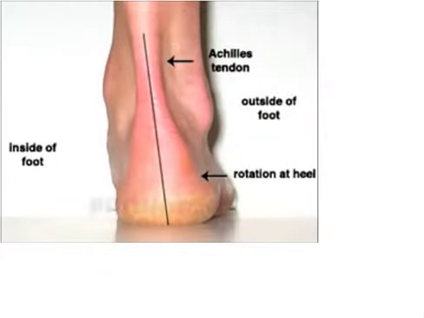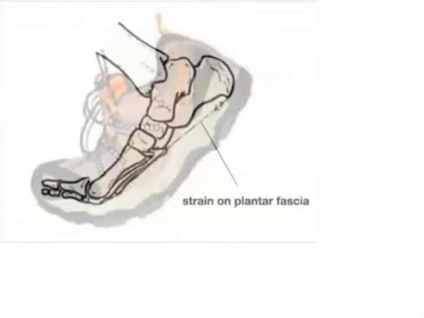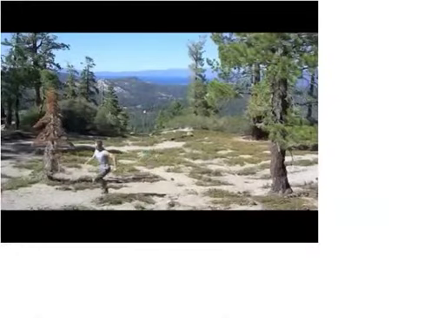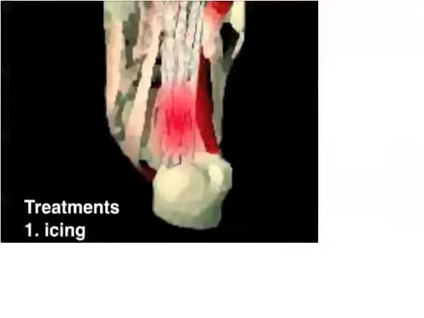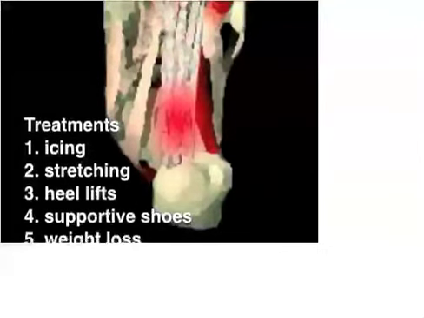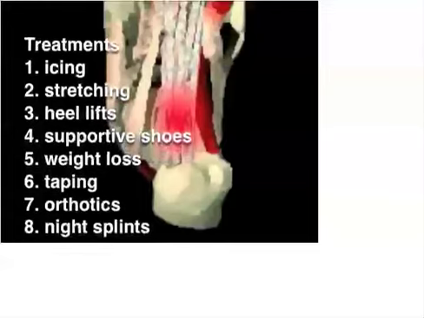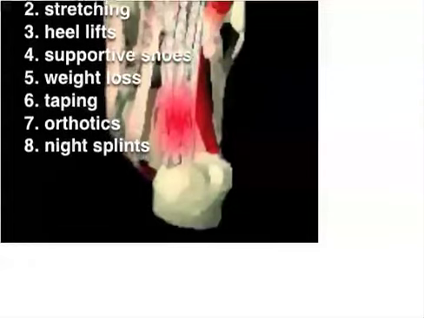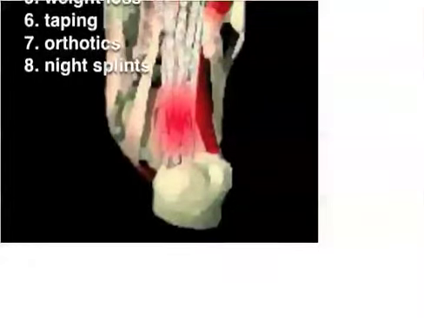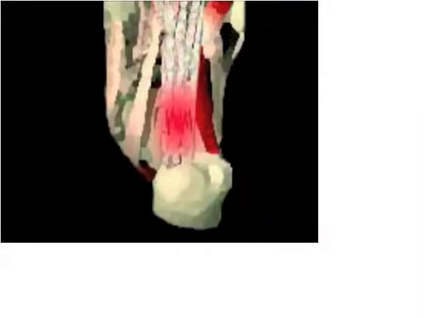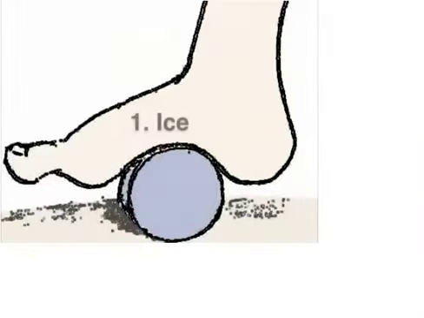The cause of plantar fasciitis is multifactorial. The combination of abnormal motion in the feet, usually overpronation, in combination with an unsupportive pair of shoes and overuse can cause microscopic tears in the plantar fascia and start the process. Some common conservative therapies for plantar fasciitis include icing, stretching, heel lifts, supportive shoes, weight loss, taping, orthotics, and night splints. An ice massage with a frozen water bottle for 15 minutes 2 to 3 times a day will both stretch the plantar fascia and decrease inflammation.